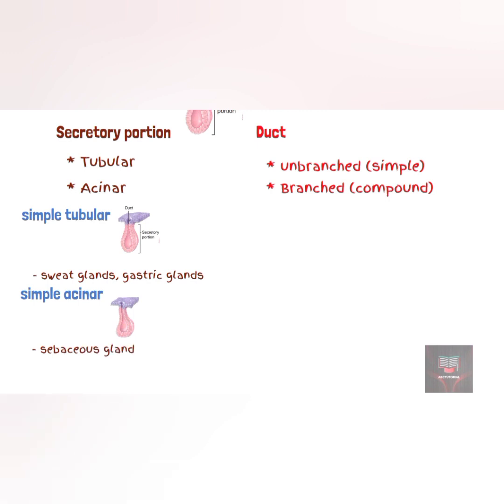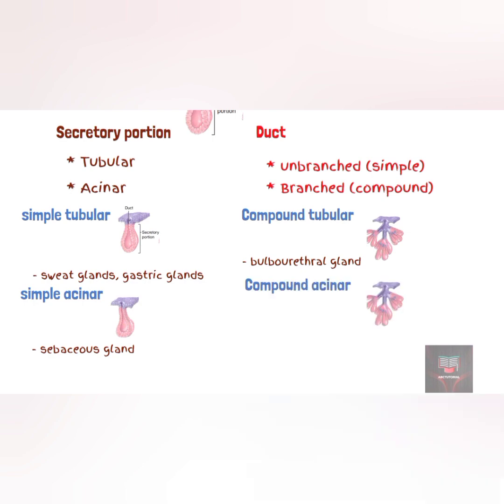Glandular epithelium can also be compound tubular when the secretory portion is tubular and is connected to a branched duct. An example is the bulbourethral gland, also known as the Cowper's gland. It could also be compound acinar when the secretory portion is rounded and is attached to a branched duct. An example is the mammary gland. It could also be compound tubuloacinar when the secretory portion is both tubular and rounded and is attached to a branched duct. An example is the acinar glands of the pancreas.